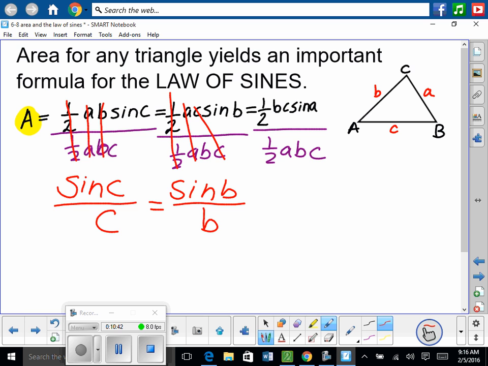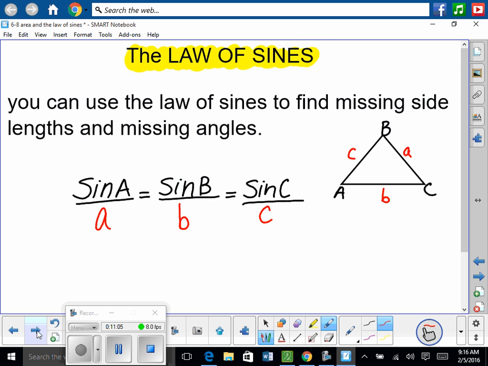And then we keep going here. 1/2s divide out. The B's divide out. The C's divide out. Left is sine of A over A. And that is where the law of sines comes from. This is the law of sines. Sine of C over C will be equal to sine of B over B, which will be equal to sine of A over A. So I'm just going to go to my next slide, which has the same thing.